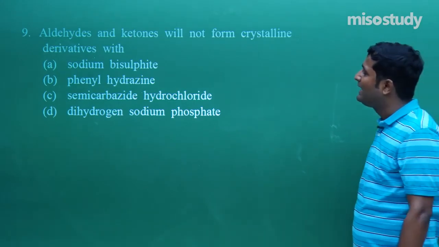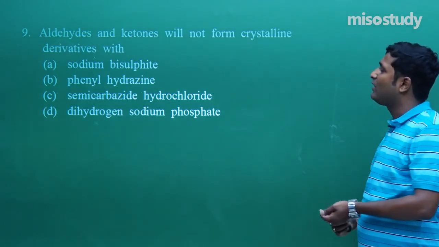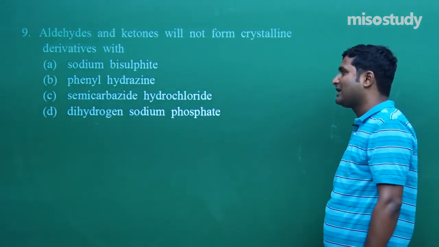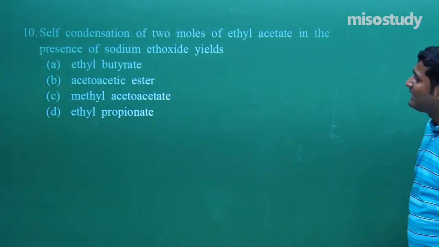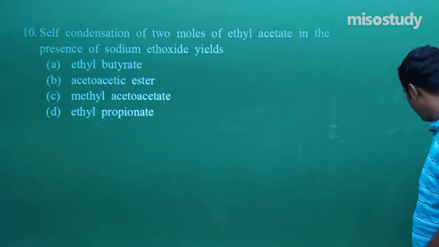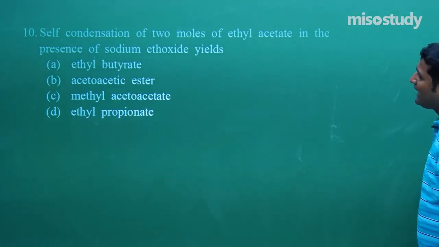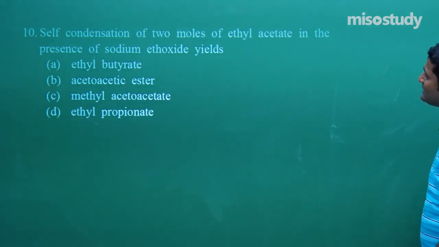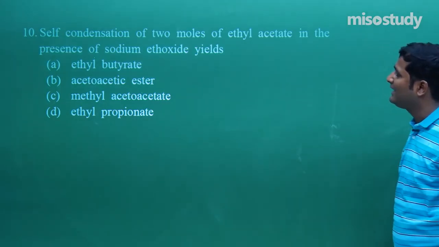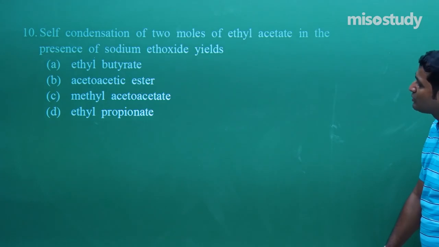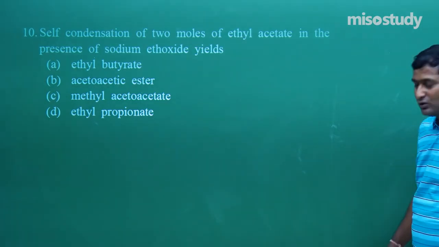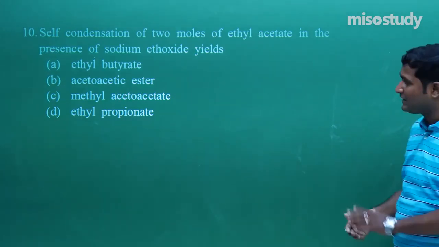For question number 9, aldehydes and ketones will not form crystalline derivatives with dihydrogen sodium phosphate. D is the correct option. For question number 10, self-condensation of 2 moles of ethyl acetate in presence of sodium ethoxide gives you acetoacetic ester. Clear, friend, what I'm telling? Acetoacetic ester. So for this question, B is the correct answer. Clear? So I think now you can easily solve such kind of questions.